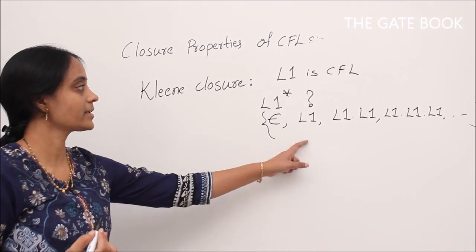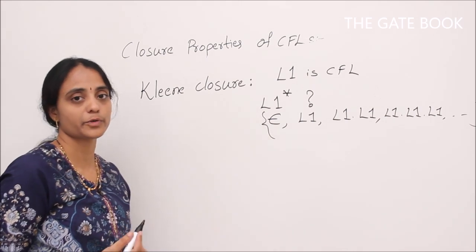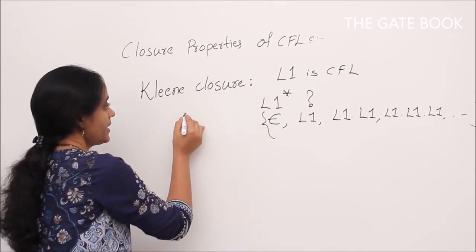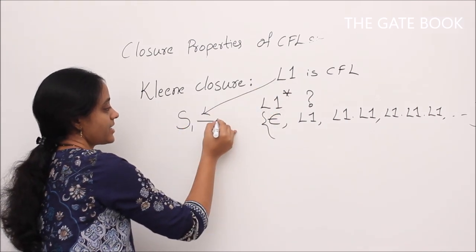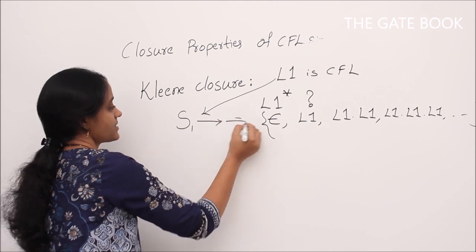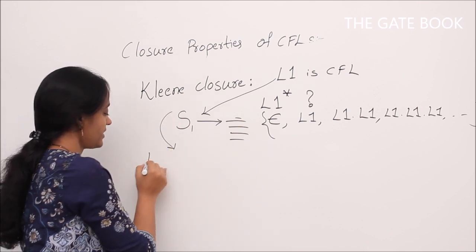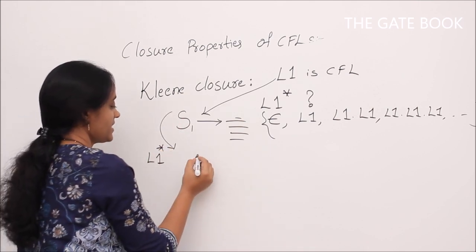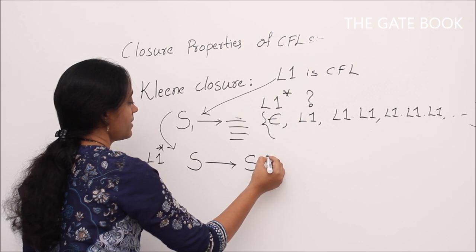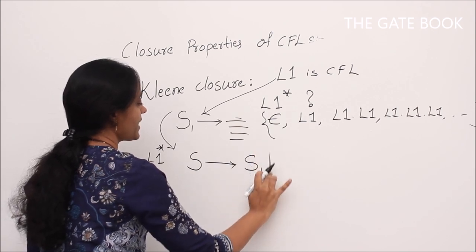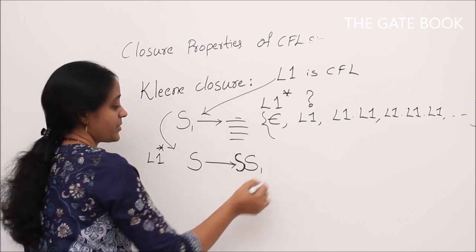So how do we know that this is a context free language or not? Again we use the grammar rules to prove that it's context free. How do we do that? Again there will be a start variable for L1. Assume it is S1 and it derives some strings. Now how do we construct a grammar for L1 star using this S1? I take a new start variable S, it can directly derive S1 or S followed by S1, that is SS1. That means I can repeat this any number of times.